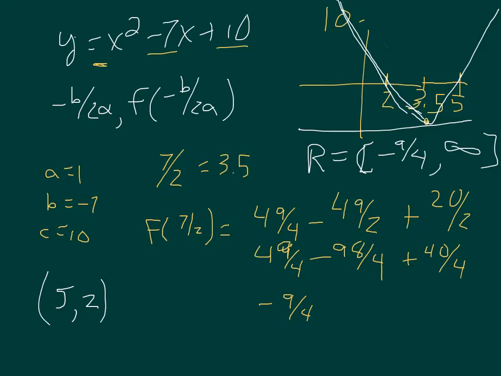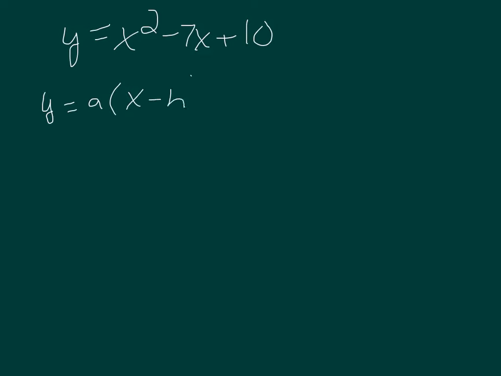Okay, so let's go back to a new page. If we have y is equal to x squared minus 7x plus 10, okay, if you can find a way to put your function in this format, then you can find what your optimal value is. It's just plain old HK.